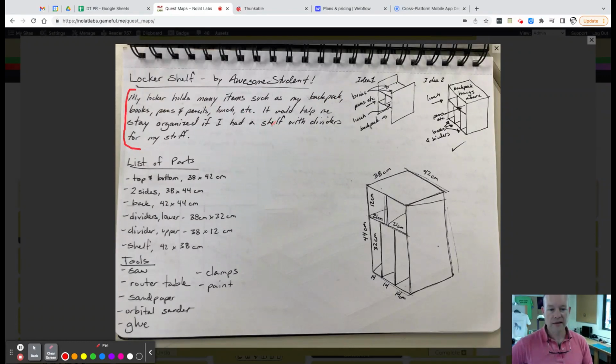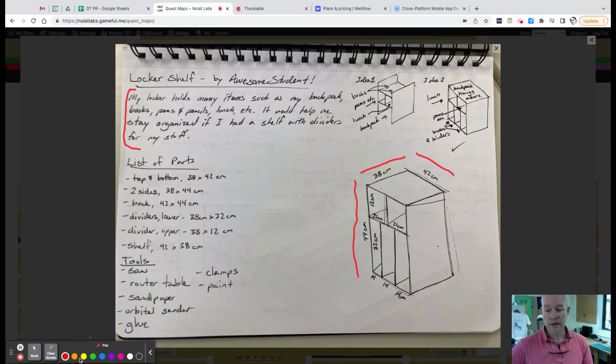It looks like they've actually measured, because I can see multiple different measurements here. We've got a depth, a width, and a height. Hopefully that relates to the locker that they're going to put this in, although we don't have a clear indication that they've actually measured the locker first before they started planning this.